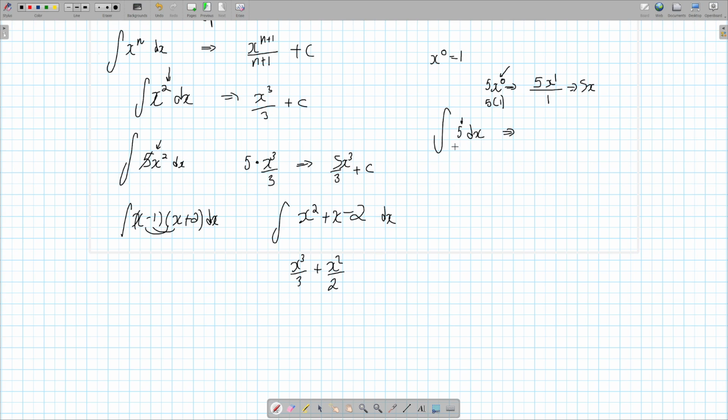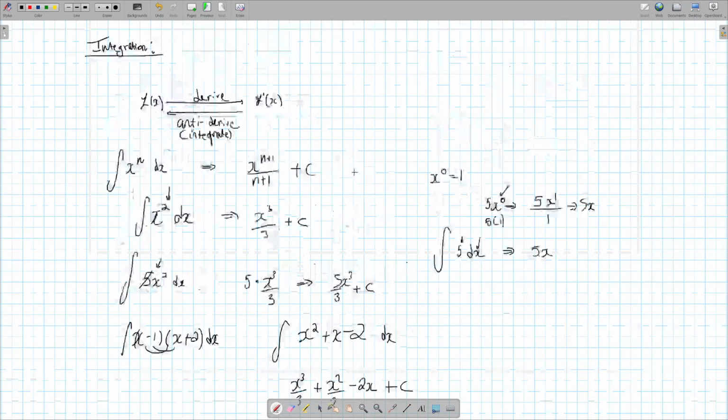So that's why we made a rule. The integral of any constant number is just going to be the constant number times whatever you're integrating with respect to. If it was 5 dt, it would be 5t. If it was 5 dy, it would be 5y. But in this case, we're integrating with respect to x. So what's it going to be? Minus 2, just add an x. What are we forgetting? Plus c. This is the simple integration.